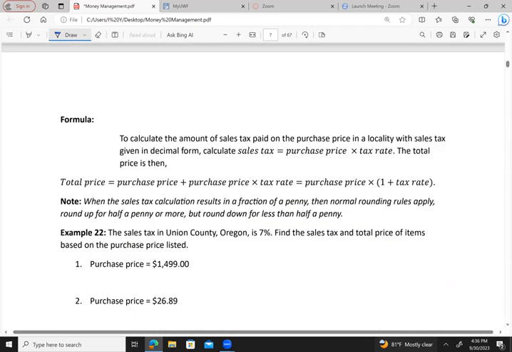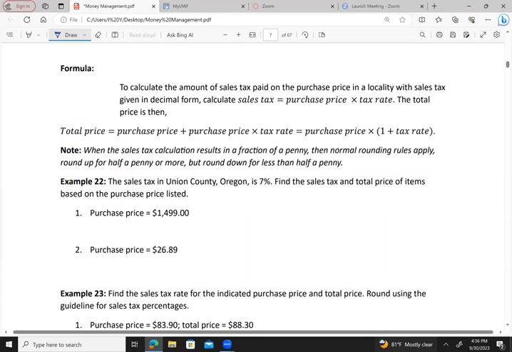To calculate the amount of sales tax paid on a purchase in a locality with sales tax given in decimal form, sales tax equals purchase price times tax rate. The total price is then the purchase price plus the purchase price times the sales tax, or purchase price times 1 plus the tax rate.